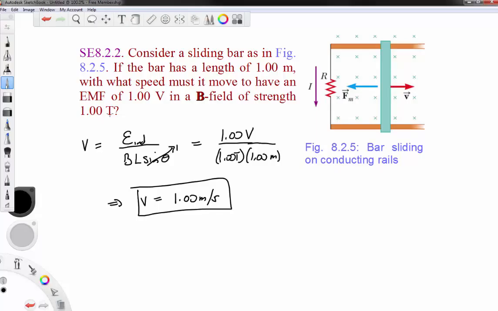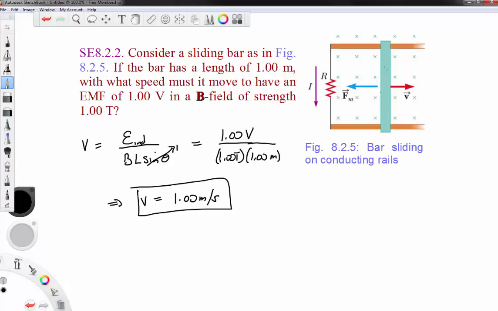This one right here gives us a definition now for Tesla. A Tesla is the magnetic field such that if you set up a bar on a pair of tracks, a sliding conductor on a pair of conducting tracks, that if you move this conductor at a speed of 1 meter per second and you get a measured voltage of 1 volt that's induced, then your magnetic field strength is 1 Tesla.